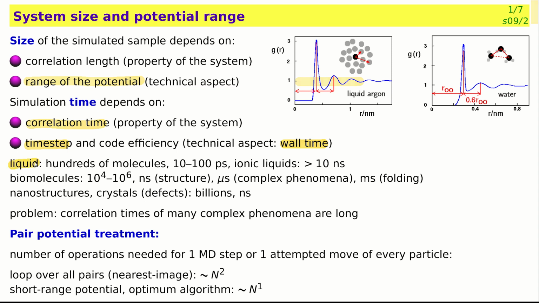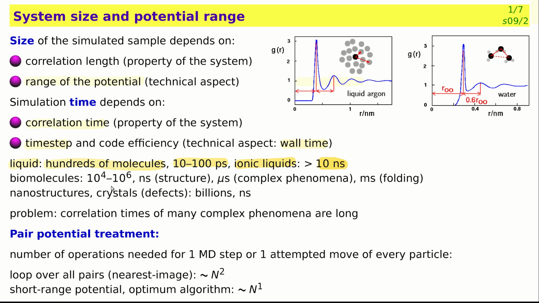Typical liquids, simple liquids, require at least hundreds of molecules to give reasonable results, and times, let us say, on the order of picoseconds. However, more complex liquids like ionic liquids with bulky cations and anions, these are also viscous. They need longer times, at least nanoseconds, tenths of nanoseconds, and so on.